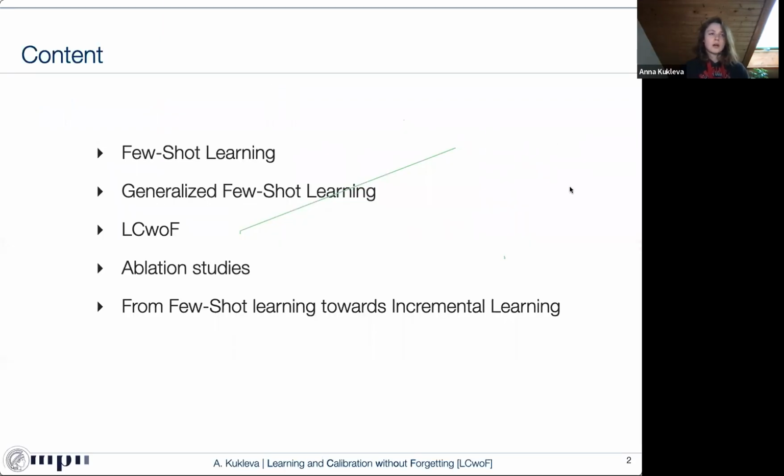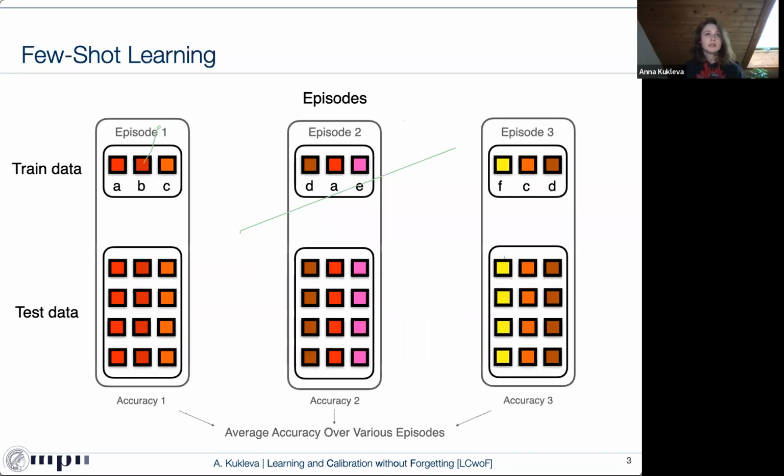So first of all, I will outline the content which I will cover today. What is Few-Shot learning? I think most people know what it is, but anyway, I will introduce some details. Then I will extend it to what is generalized Few-Shot learning, because it's a rarer topic. Then I will talk about the framework which we proposed for solving this task. And then I will also show why and how it is working with ablation studies, and how it can be extended to incremental learning, because generalized Few-Shot learning is very connected to incremental learning. So let's start.